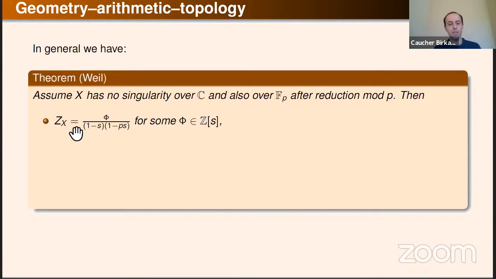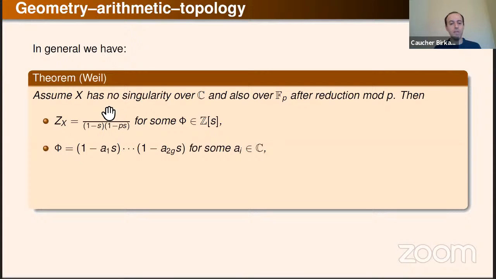Why is this important? Because a power series is potentially an infinite sequence of numbers. But a rational function is determined by just finitely many data, by finitely many numbers that are involved. Like here, we have just 1, and there we have 1 and minus p. Upstairs, phi is a polynomial with integer coefficients, so it has finitely many coefficients. So here you have a finite set of data, but on the left, the zeta function potentially is an infinite set of information.